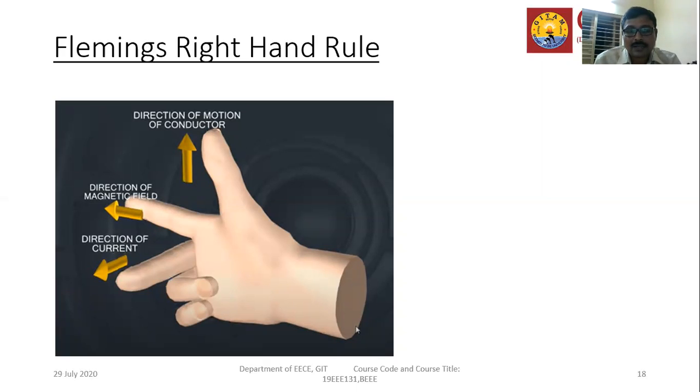Now in this flux, the conductor is moved towards the top, in the upward direction. Then the direction of current induced in the conductor, which is moved from bottom to upper, is in the direction of the middle finger, right? So if you move a conductor vertically upwards, an EMF is induced in the direction of the middle finger shown in the slide, right?